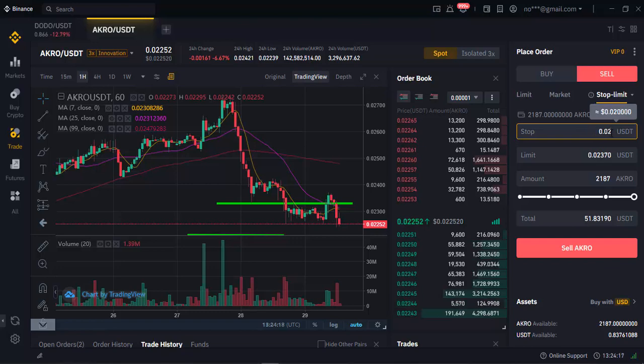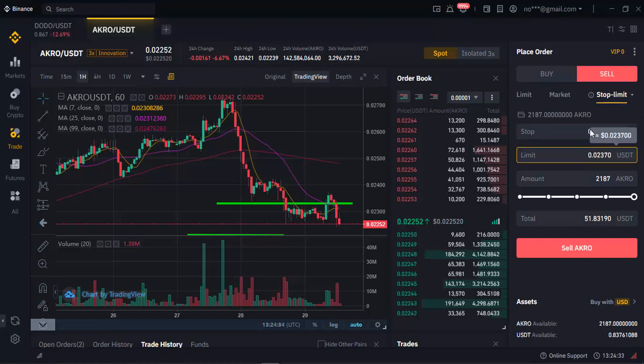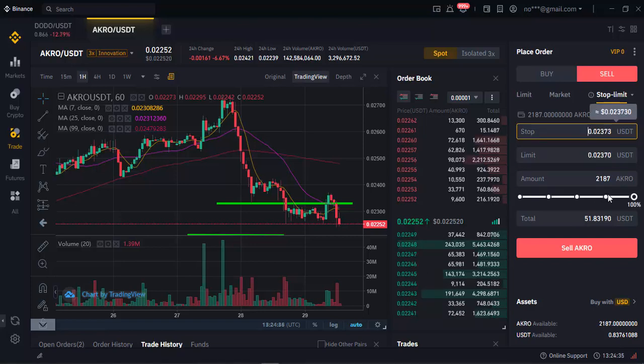Let's say 0.0373, because the suggestion says while selling, let the stop price be higher than the buy price. I hope you see that it is higher. Then we say let it sell at 100%. Look at it now, we're having some little profit.